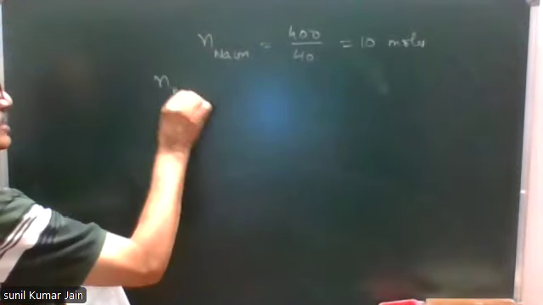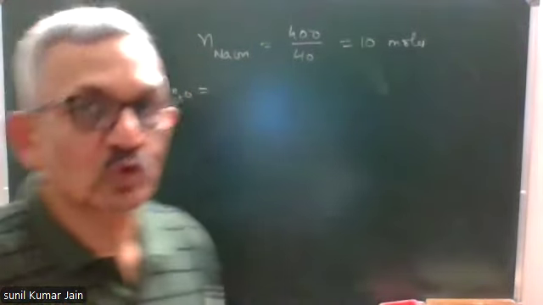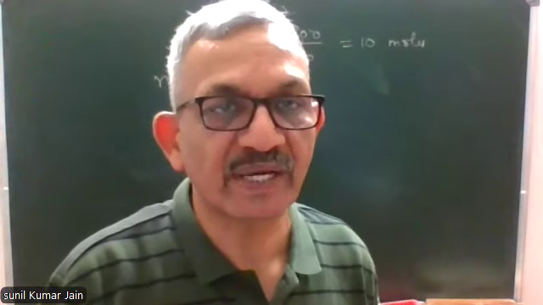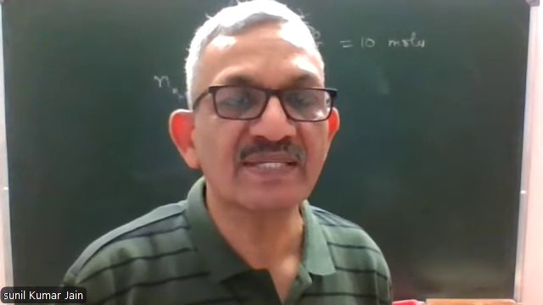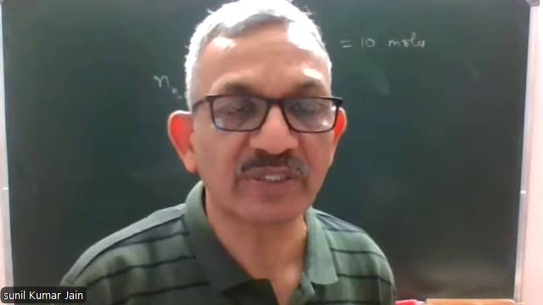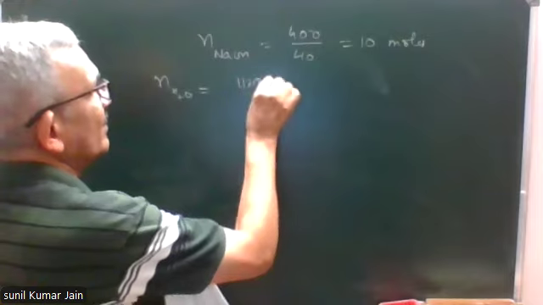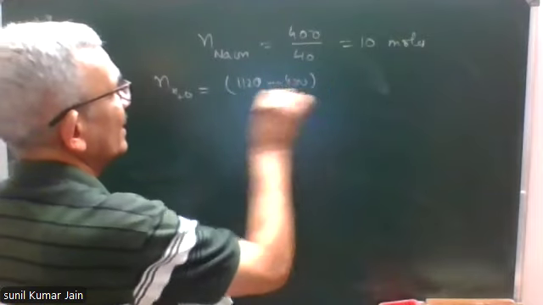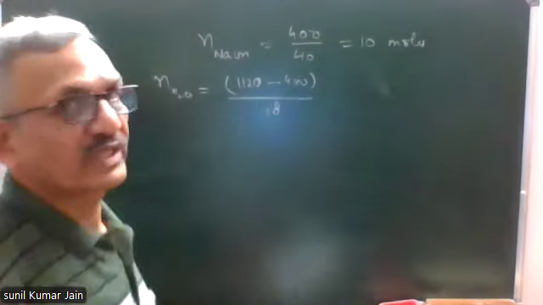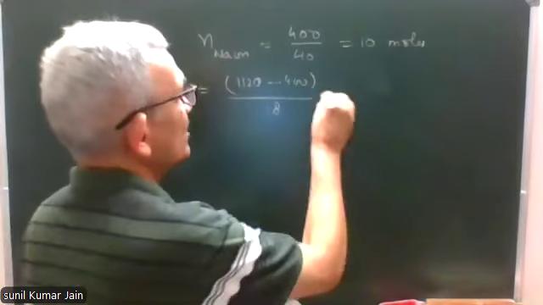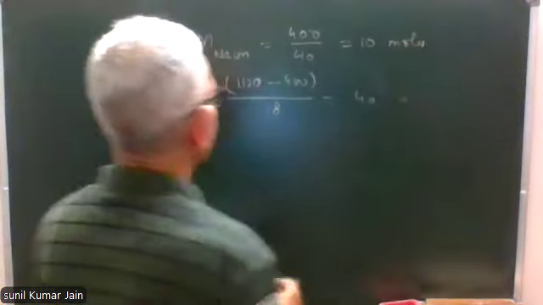Number of moles of water. See, total solution is 1120 grams. 1120 minus 400 grams is NaOH. That will be weight of water. So water is 1120 minus 400 divided by molecular weight of water. This will be number of moles of water. It will come out to 40 moles.